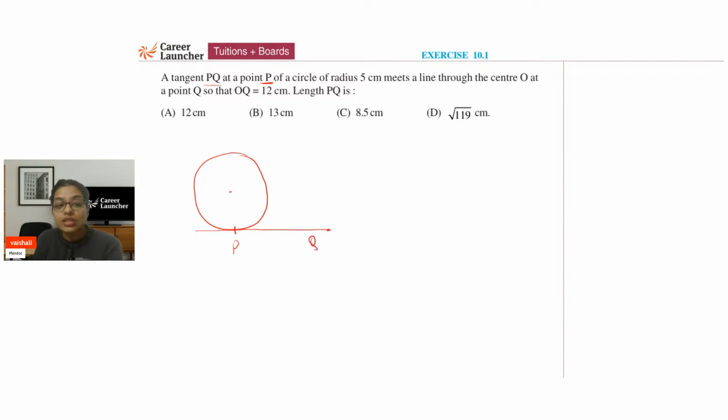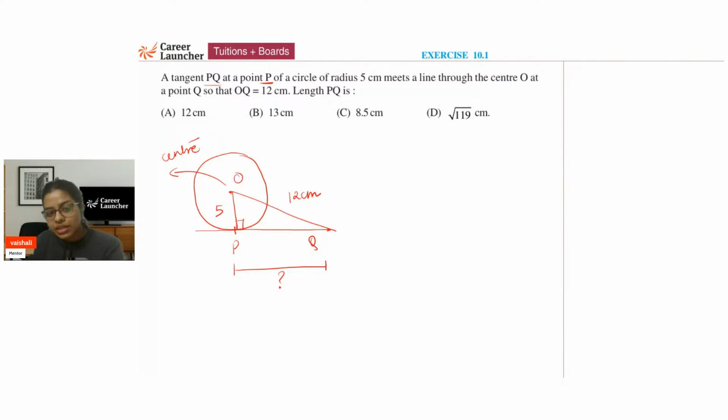The radius, so for instance, this is my center. So the radius is how much? So यहाँ से अगर मैं join कर दूँ दोनों को, so it is 5. Meets a line through the center to a point Q. ठीक है? OQ is, for instance, this is my O. O is the center. It is 12 centimeter. So what is the length of PQ? So ये question है मेरे पास कि ये कितना होगा?